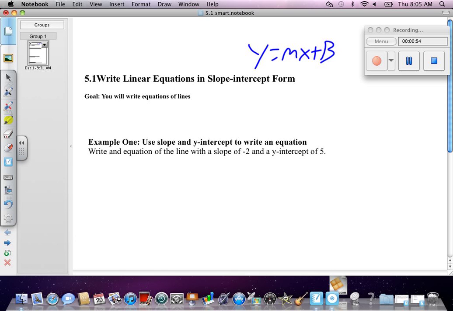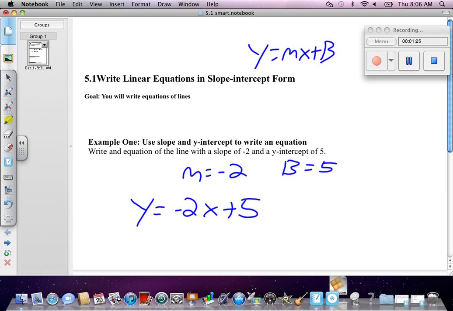Okay, so for example 1, we're going to use the slope and the y-intercept to write an equation. The slope is -2 and the y-intercept is 5. So the slope is the same thing as what letter? M. So m equals -2, and the y-intercept is the same as what letter? B. So now I'm just going to rewrite it, but replace m and b with those numbers. So y equals -2x plus 5. Everybody feel that they could do that? Yes.